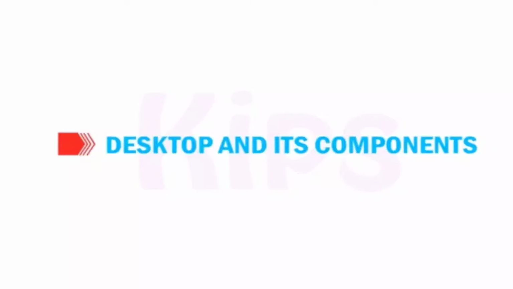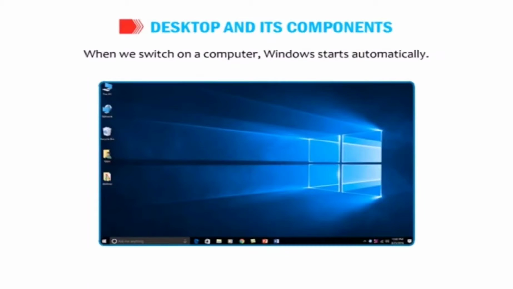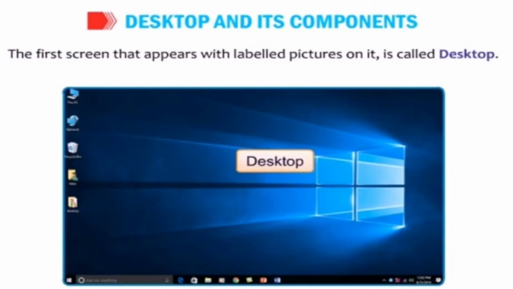So just look on the screen. It will be easy for you to understand. We will study about desktop and its components today. So when we switch on a computer, Windows starts automatically. The first screen that appears with labeled pictures on it is called desktop.